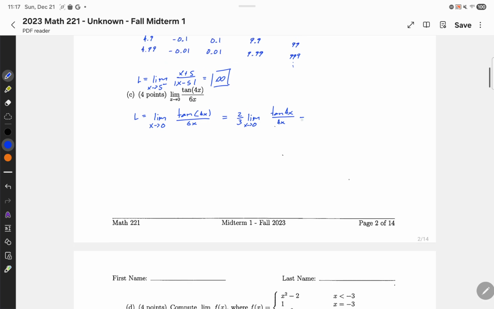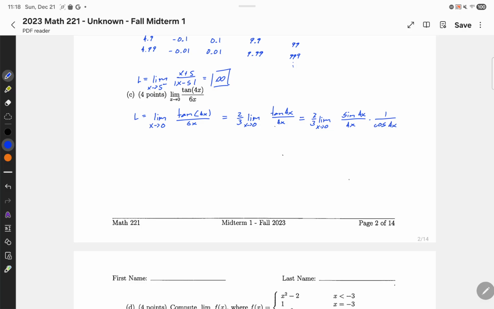Now the last thing I want to do is split the tangent into its sine and cosine parts. So we're going to have 2/3 times the limit as x approaches 0 of sine x, or sine theta I should say, because it's actually going to be 4x in this case, over 4x. And then I'm going to write the cosine over here, 1 over cosine 4x.